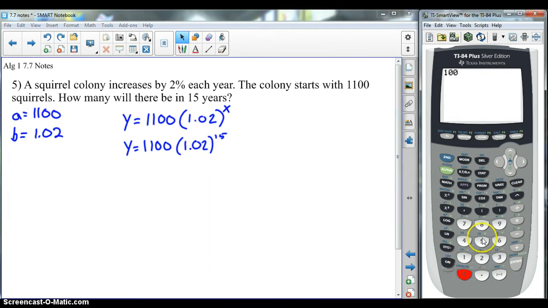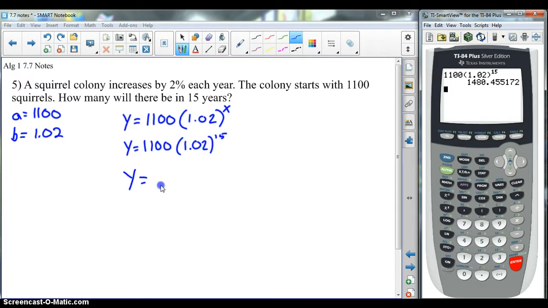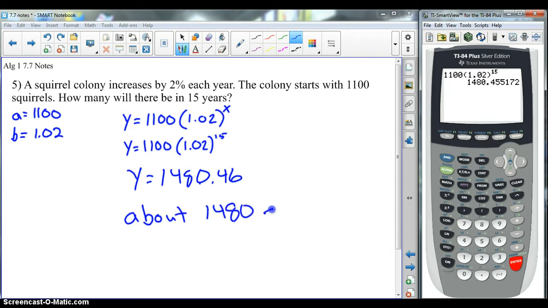We can punch it in just like this: 1,100, missed a 1 there, didn't I? 1,100 times 1.02, and I'm going to close the parentheses there and raise it to the 15th. And there's my solution. Now, one thing we know is that when we're talking about living organisms and something like a squirrel, we're not going to have 45 hundredths of a squirrel. So what we're going to do is basically just do a little estimation and say it's about 1,480 squirrels.